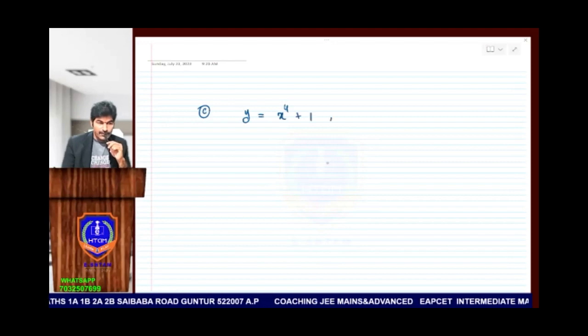And the given point was (1, 1, 2). So we are going to use first principle. So what is first principle? What does it say? First principle says derivative.